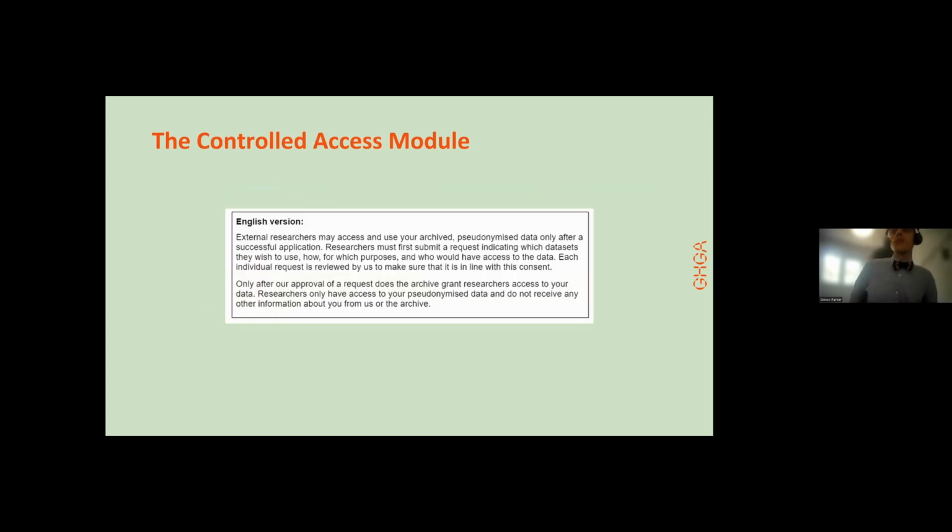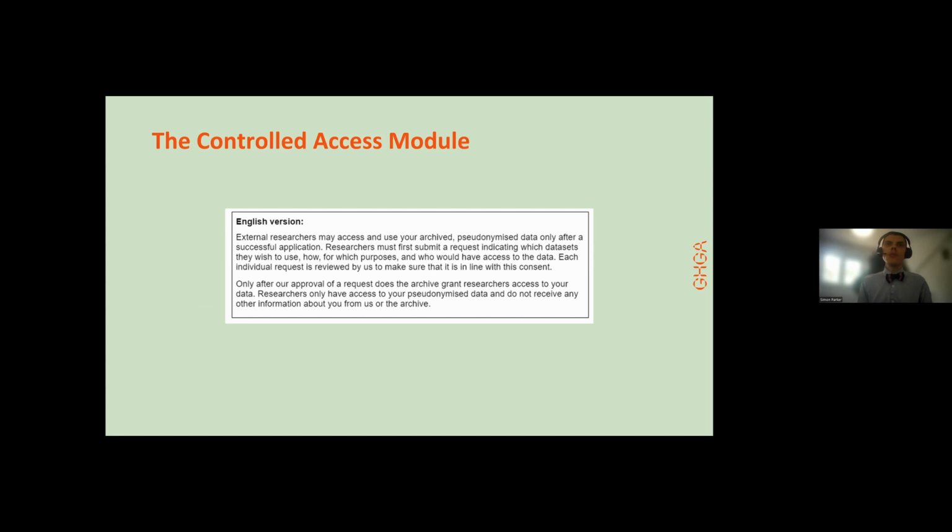Also mentioned in that previous module, we mentioned that the data is only going to be made available under controlled access conditions. And so, of course, now we want to explain to the public and the data subjects what we mean by controlled access. And again, with the English version, external researchers may access and use your archived pseudonymized data only after a successful application. Researchers must first submit a request indicating which datasets they wish to use, how, for which purposes, and who would have access to the data.